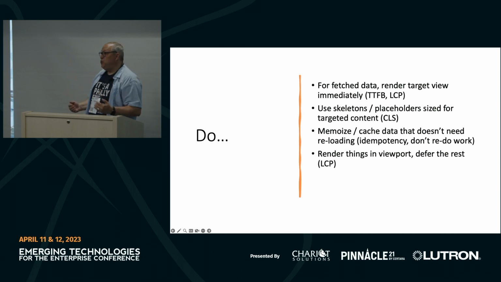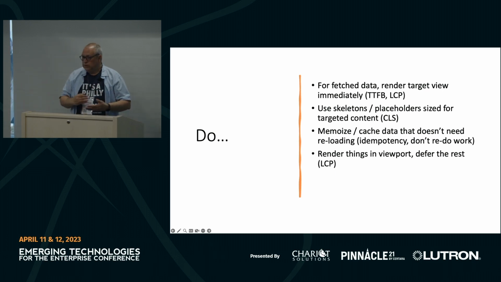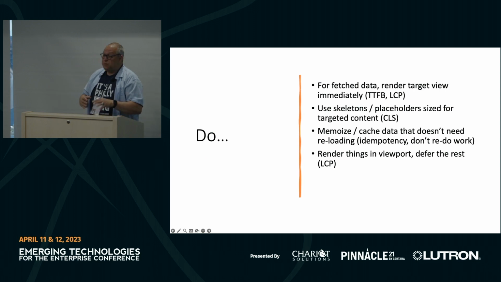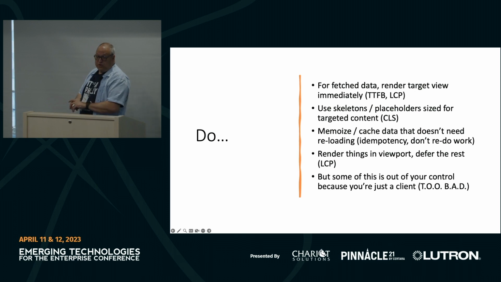Try to render things in the viewport if you can. Find image libraries that determine, oh, okay, if I'm below the fold, don't bother loading this image. So these are all things you could do, and some of these things you can do with the meta framework as well. It can help you do that and provide them for you, specifically things like the images. But some of this is out of your control because you're a client. You're not a server.